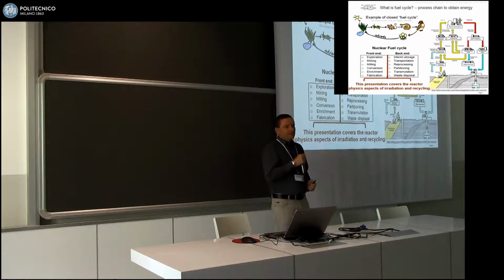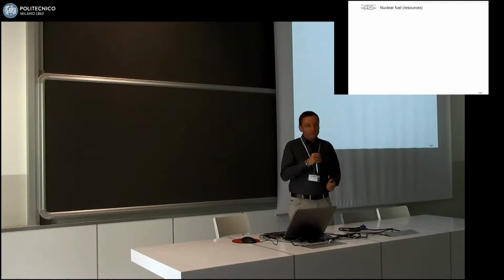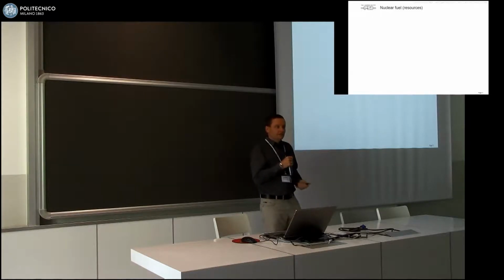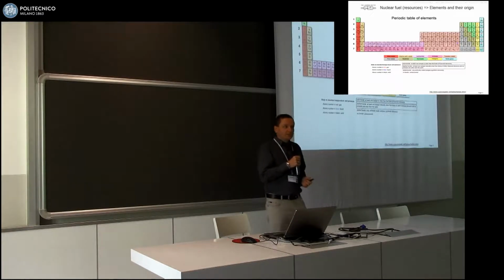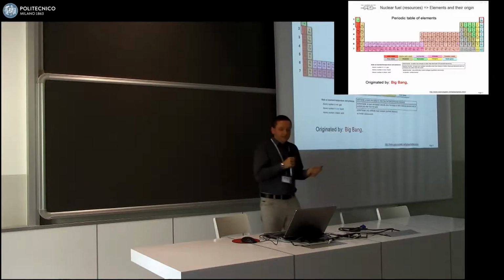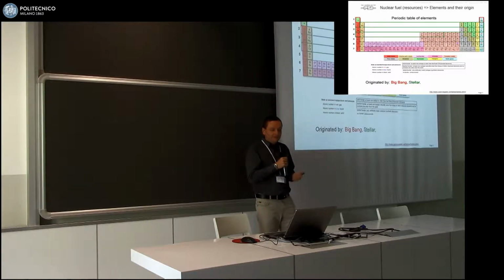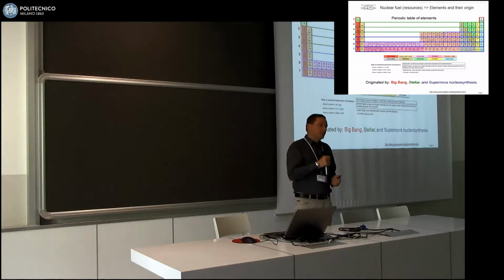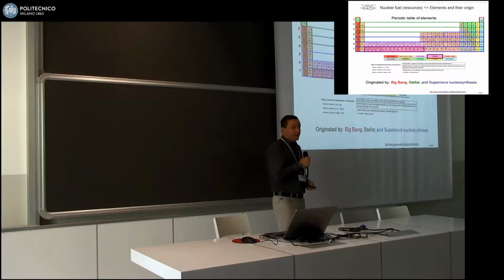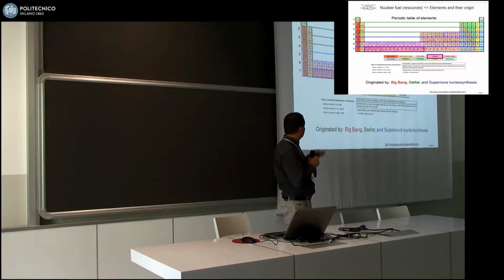Now, what is actual nuclear fuel? So if you want to see what is nuclear fuel, let's start really from the basic, from the bottom. Let's look on the periodic table. You have three groups of elements. You have elements from Big Bang, you have elements from stellar and from supernova nucleosynthesis. And from these, our fuel are the actinides. You see them here.